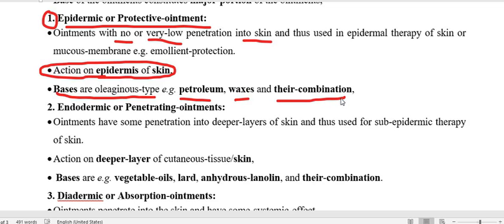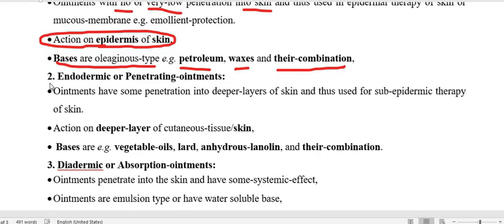So these are the bases like petroleum and waxes, or their combination, that we are using for the epidermic or protective ointment, and their action is mainly persisting over the epidermis of the skin, which is why it is called epidermic or protective ointment.